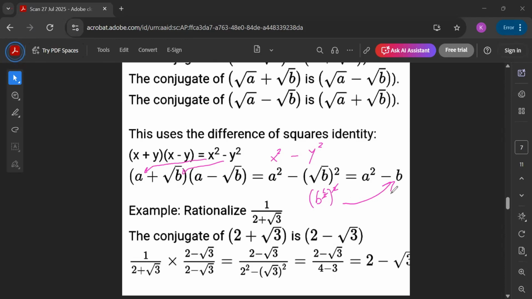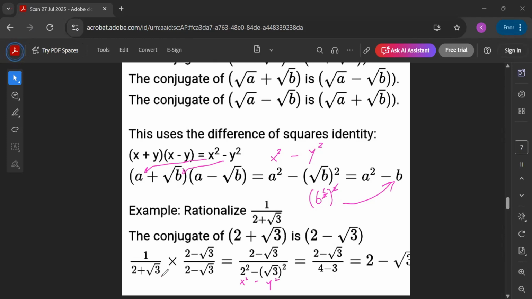Now let's come to the rationalization. 1 upon 2 plus root 3, we have to rationalize it. The conjugate of this is, remember I told you, just change the sign. So multiplying and dividing by the conjugate, that is 2 minus root 3 upon 2 minus root 3. Here we have used the third identity, that is x square minus y square. 2 square gives us 4. How are we getting this x square minus y square?